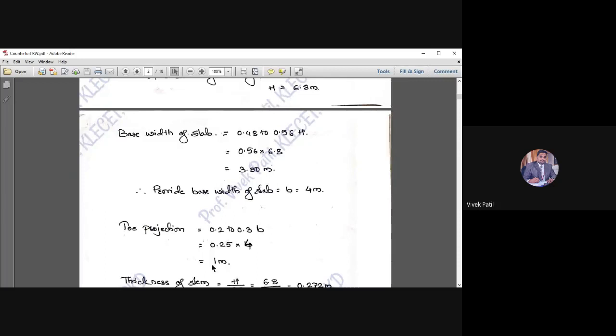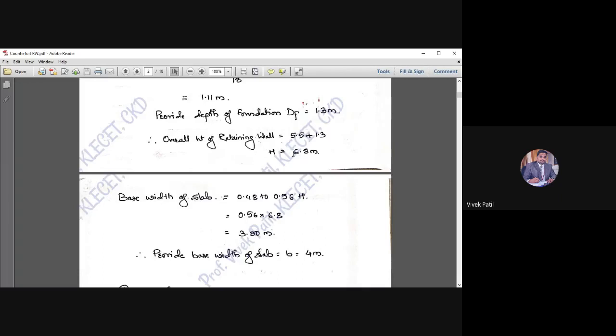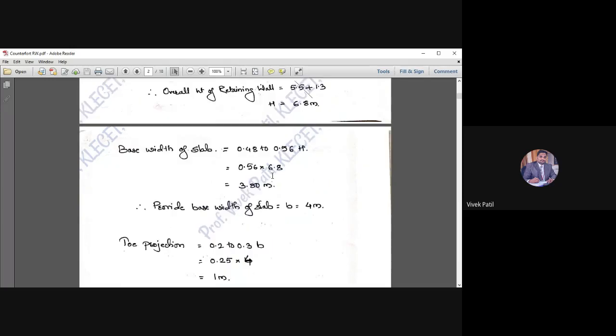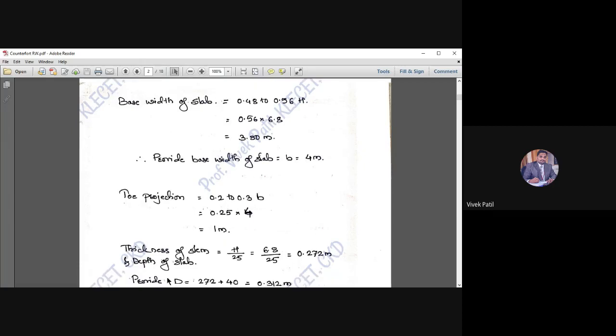Then the thickness of stem and depth of slab will both be the same. It should be taken as h by 25. The overall height of retaining wall we have taken as 6.8 meters. So h divided by 25, that is 6.8 divided by 25. Just check whether it is 0.272. Yes, sir, 0.272.